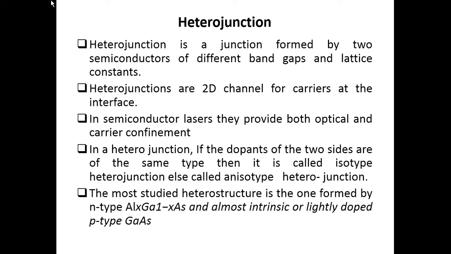Most of the nanoelectronic devices which are fabricated use N-type aluminum gallium arsenide material, which is lightly doped and almost intrinsic in nature, with a P-type gallium arsenide. These two materials have different band gaps with different lattice constants, so that will form a heterojunction.